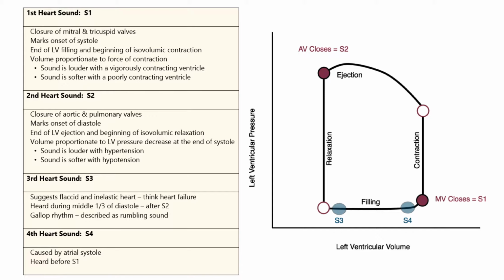The third heart sound is S3, and it suggests a flaccid and inelastic heart. So think heart failure. It's heard during the middle 1/3 of diastole after S2. It is described as a gallop rhythm, a rumbling sound. The fourth heart sound is S4, and it's caused by atrial systole. It's heard directly before S1.